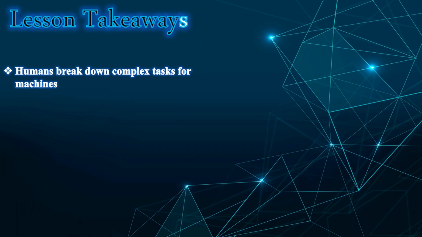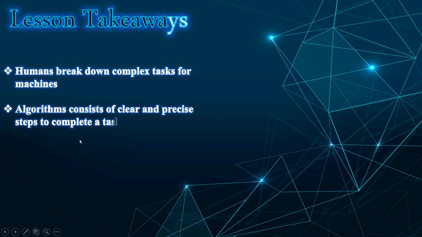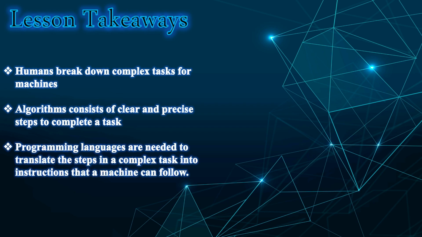So in this video, we have talked about how humans break down complex tasks for machines. An algorithm consists of clear and precise steps to complete a task. And the last one, we have talked about how programming languages are needed to translate the steps in a complex task into instructions that a machine can follow.